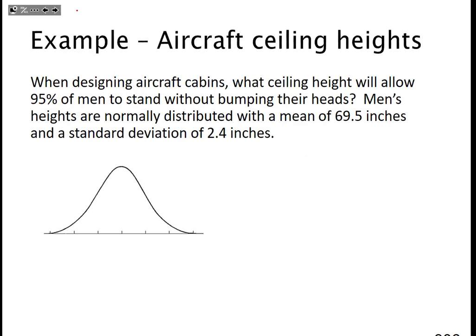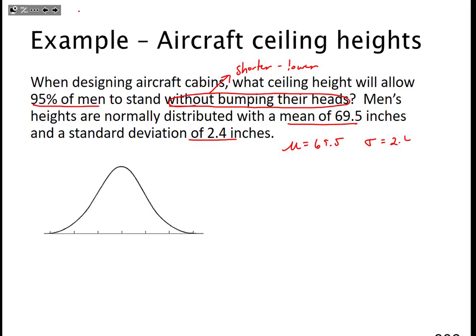When designing aircraft cabins, what ceiling height will allow for 95% of men to stand without bumping their heads? Let's think about that for just a second. If they can stand up without bumping their heads, that means they are shorter than the ceiling, lower than the ceiling. We want 95% of the men to be lower than the ceiling. Men's heights are normally distributed with a mean of 69.5, standard deviation of 2.4. So mu 69.5, sigma 2.4.